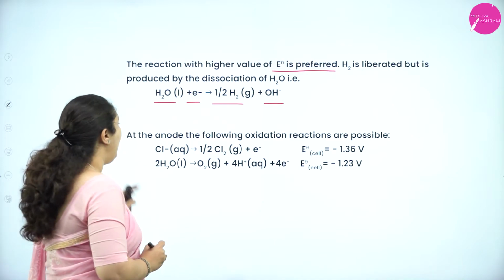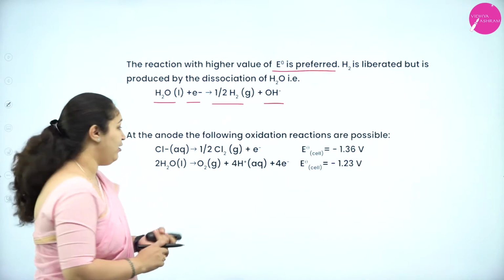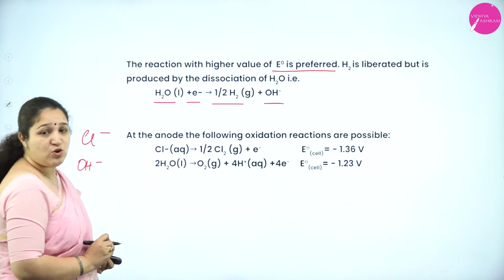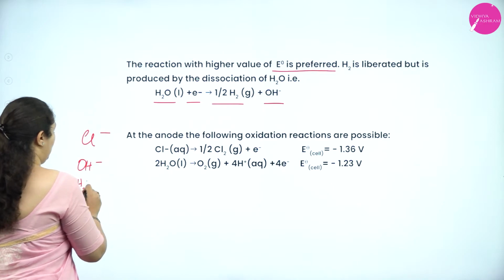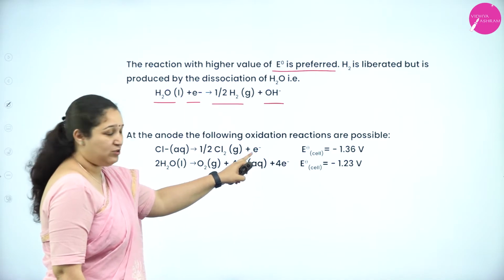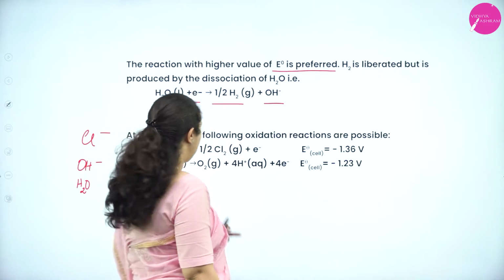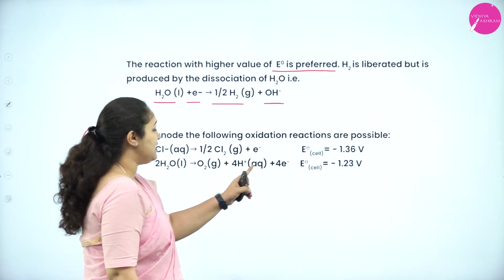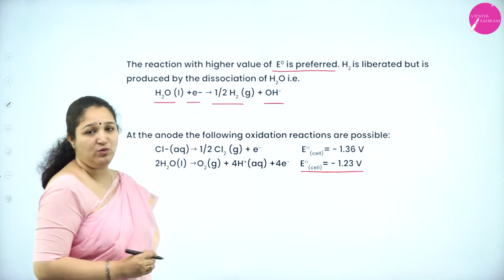Now, at anode, which are the two ions we have? It is chloride ion, that is the anion we have, and OH minus ion. Of course, for OH minus ion, we do not write the reaction. We write it as from H2O only. So, chloride can liberate electrons and form chlorine gas, and for that the potential is minus 1.36, and water, that is OH minus or water, will liberate oxygen gas, H plus ion and electron. For that, E naught of the cell is minus 1.23 volts.